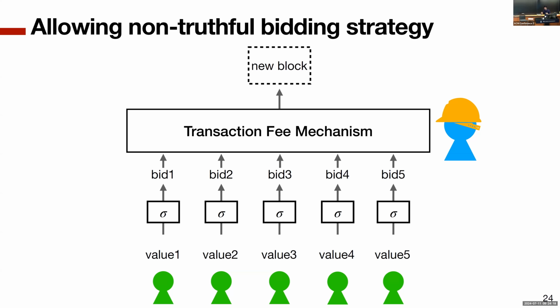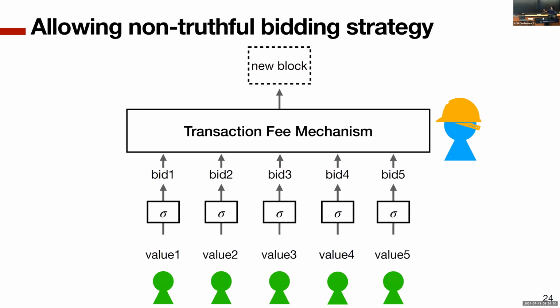So how about we allow each user to have a simple bidding strategy? This bidding strategy may not be truthful, but let's allow it. This is trying to capture the case, for example, if you run the first price auction in the Bayesian setting, where you only have the prior about others' values, but you don't know the exact bid. In this case, the best strategy for individual users is to bid some fraction of your true value.